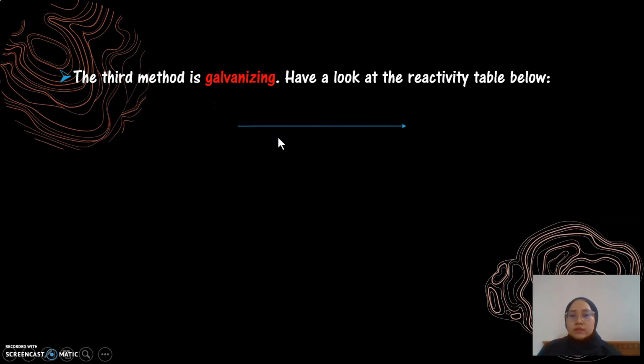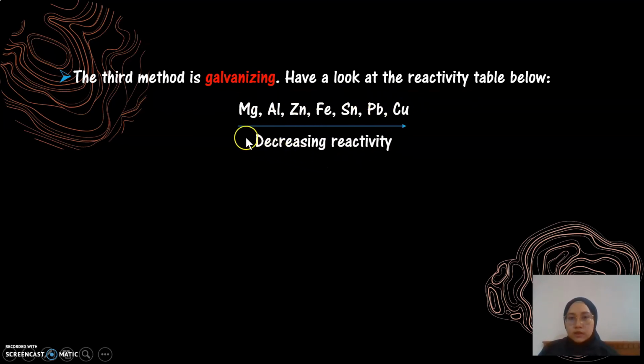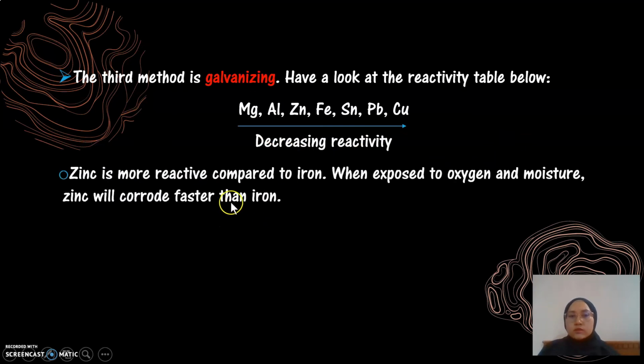So the third method is galvanizing. So we will have a look at the reactivity table below with magnesium, aluminium, zinc, iron, selenium, platinum and copper. These are all in decreasing reactivity. So as we can see, zinc is more reactive compared to iron. So when exposed to oxygen and moisture, zinc will corrode faster than iron.